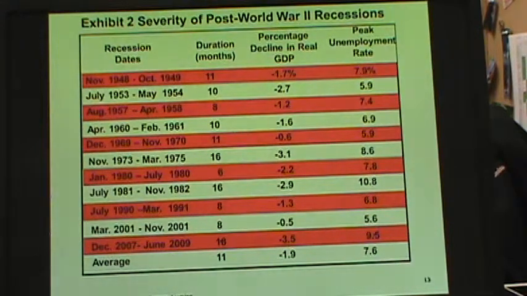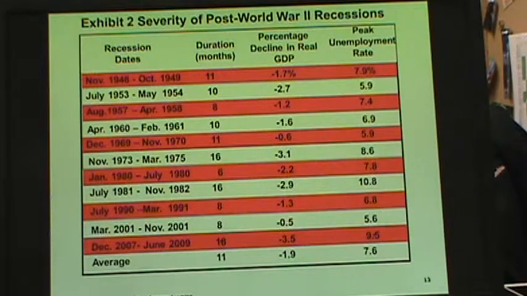And the last one that they've dated, in this text anyways, is from December 2007 to 2009, and that was that recessionary period with the housing market that I was telling you about. The duration was 18 months, and the percentage decline in GDP was 3.5%, which is the highest. And the highest unemployment got was 9.5%. So that one was the last one, if you guys remember hearing about it all the time.